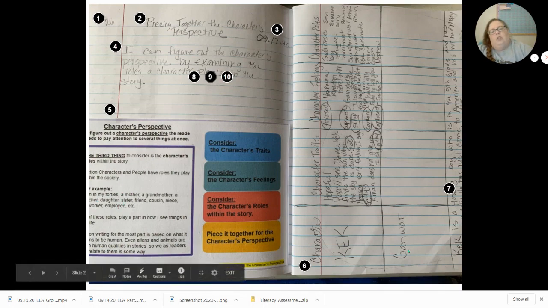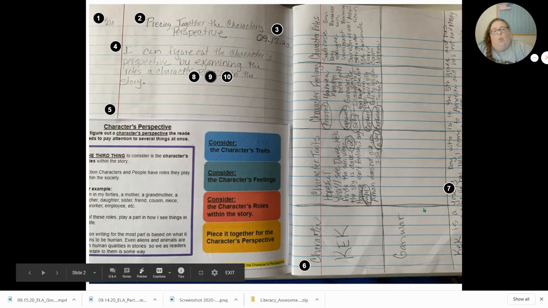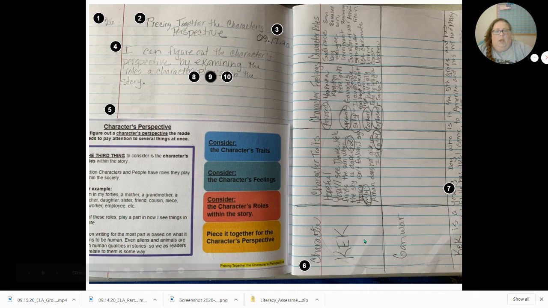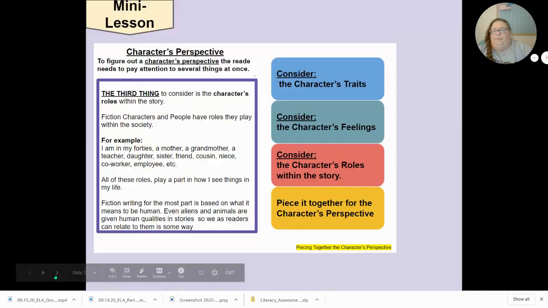Now, this is my example of how to set up the stop and jot, and you'll see how it's organized later on in the lesson. You will want to set these boxes up, but not right now. You'll have a better understanding of why these boxes are where they are once we get into the lesson. But this is how I want your work organized, and this is where you're going to be drawing your conclusion about how the character's perspective influences how the story is told. Okay, on with the mini lesson.